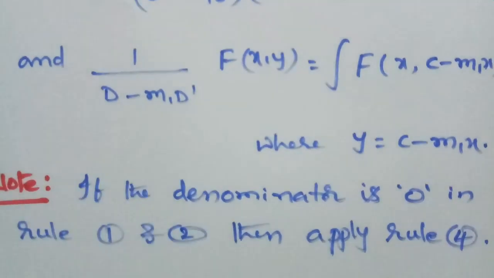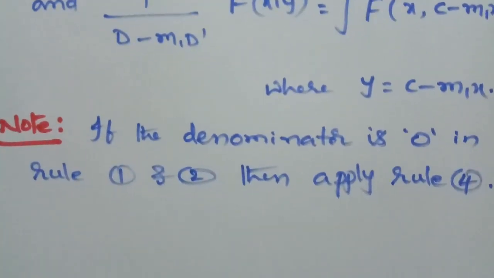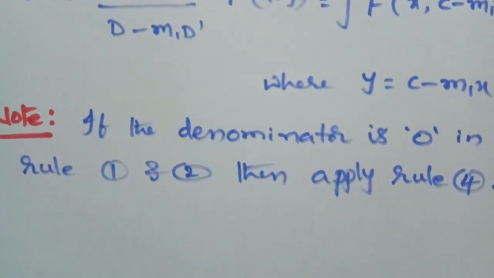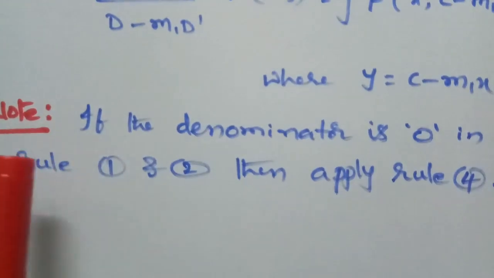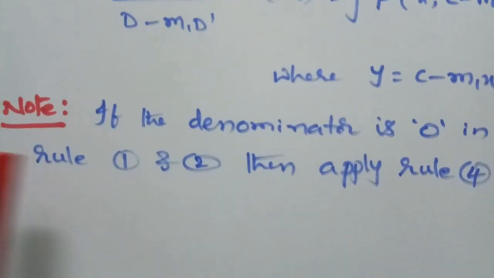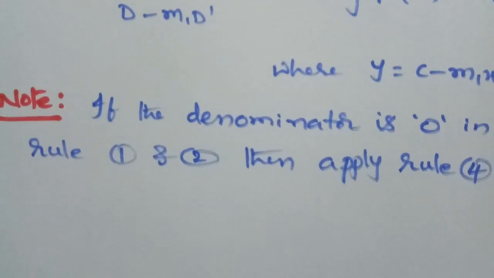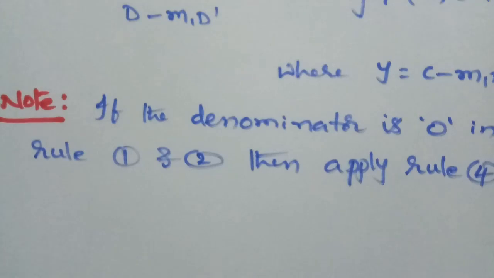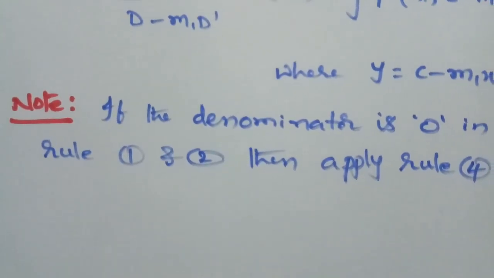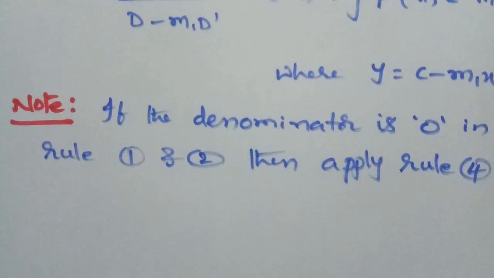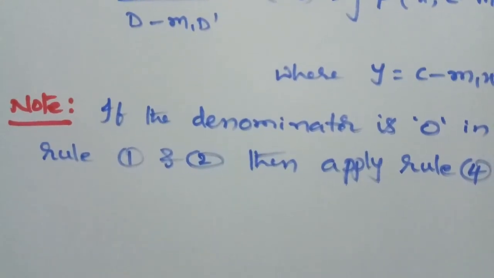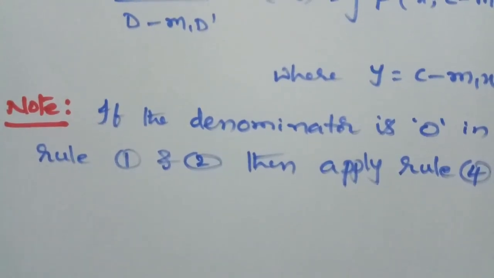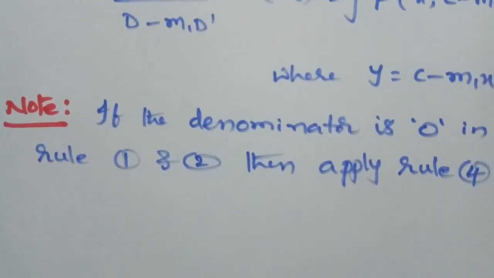So we can apply the same formula of particular integral if the denominator is 0 in rule 1 and 2 also. In the case of rule 1 and rule 2, if the denominator term is 0 after the substitution, then also you can apply rule number 4. So therefore rule number 4 is the general rule to find the particular integral. So in the rule 1, 2, 3 also you can apply rule number 4. Therefore rule number 4 is a general method to find the particular integral.